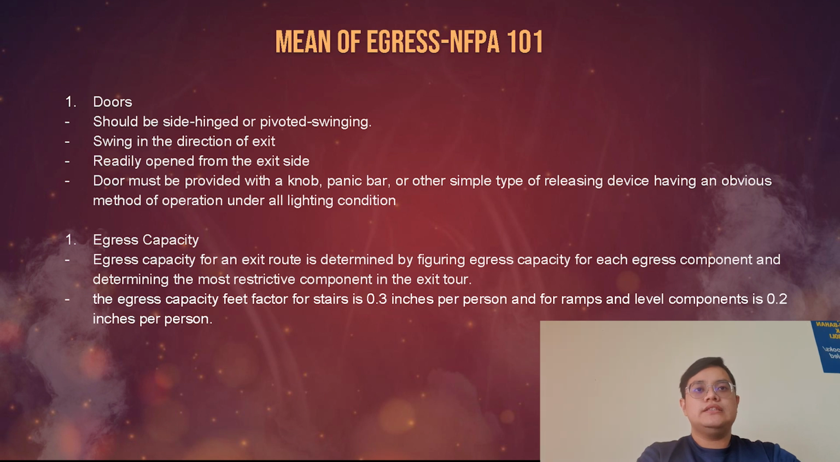And then this model code's means of egress also highlighted the egress capacity. Egress capacity for an exit route is determined by figuring egress capacity for each egress component and determining the most restrictive component in the exit route. So the egress capacity factor for stairs is 0.3 inches per person, and for ramps and level components it is 0.2 inches per person.